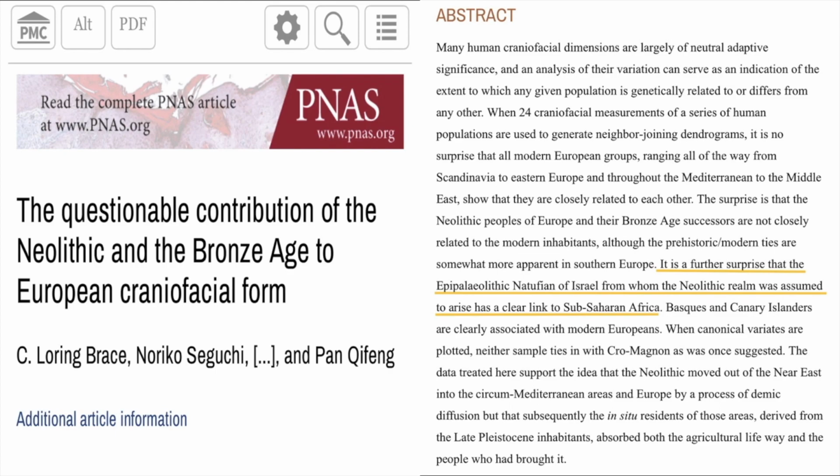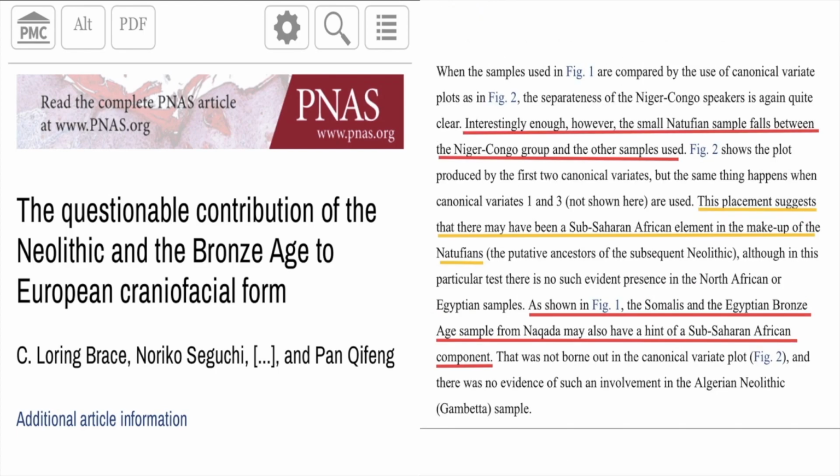contribution of the Neolithic and the Bronze Age to European craniofacial form. It is a further surprise that the Epipaleolithic Natufian of Israel, from whom the Neolithic realm was assumed to have arisen, has a clear link to sub-Saharan Africa. Interestingly enough, however, the small Natufian sample falls between the Niger-Congo group and the other samples used. This placement suggests that there may have been a sub-Saharan African element in the makeup of the Natufians. As shown in Figure 1, the Somalis and the Egyptian Bronze Age samples from Naqada may also give a hint of a sub-Saharan African component.